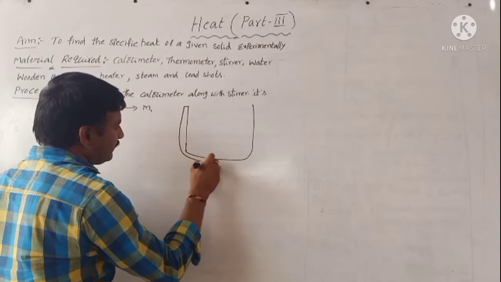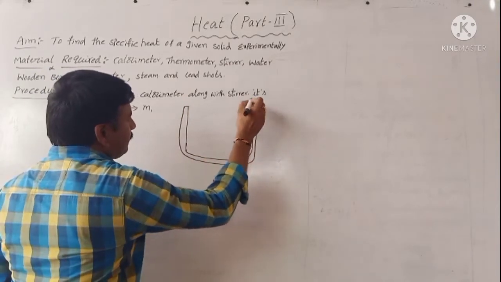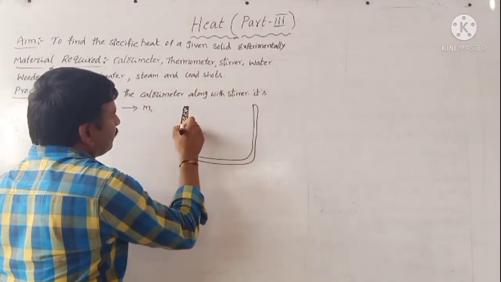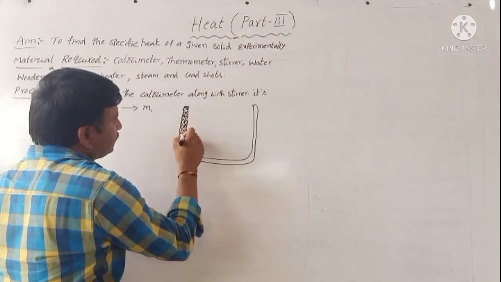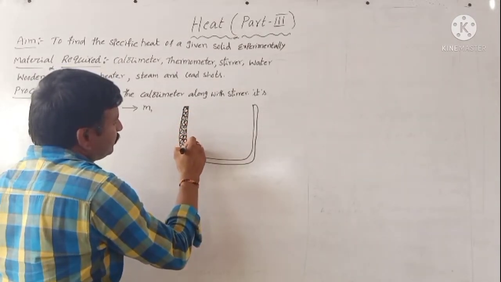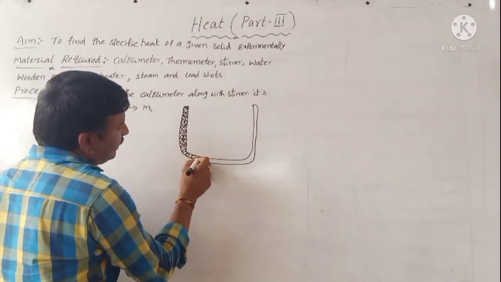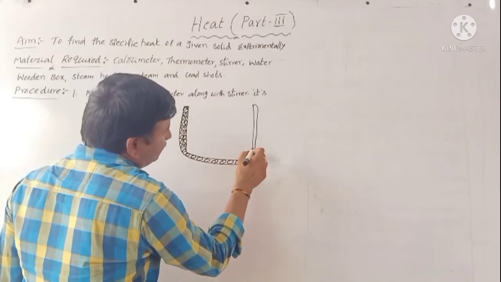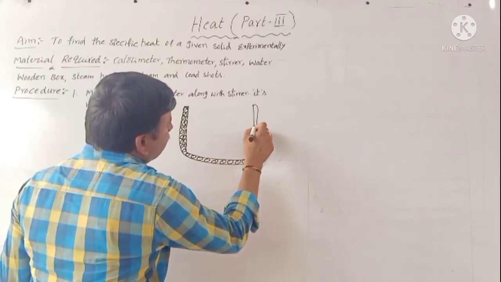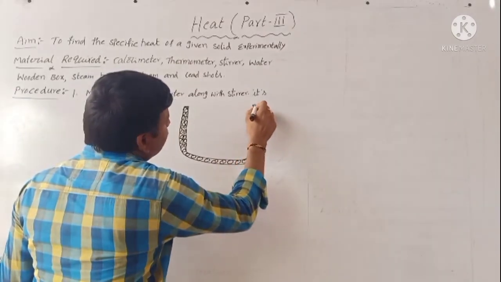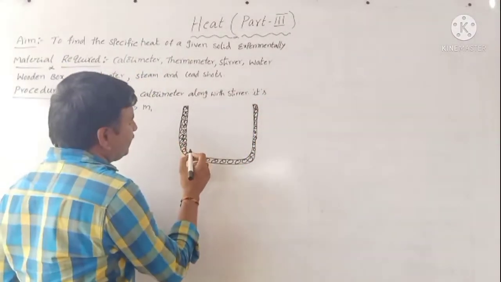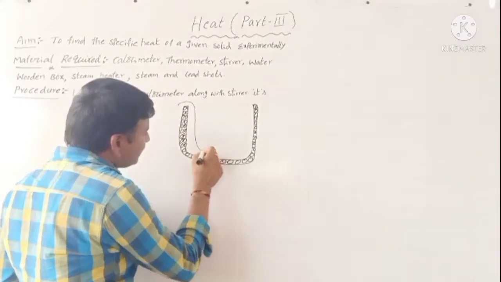This is the calorimeter. On this side we are using cotton in the gaps in between. Why is the cotton used? So that there is no heat transfer to the outside or surroundings. Here we have the calorimeter and the stirrer.